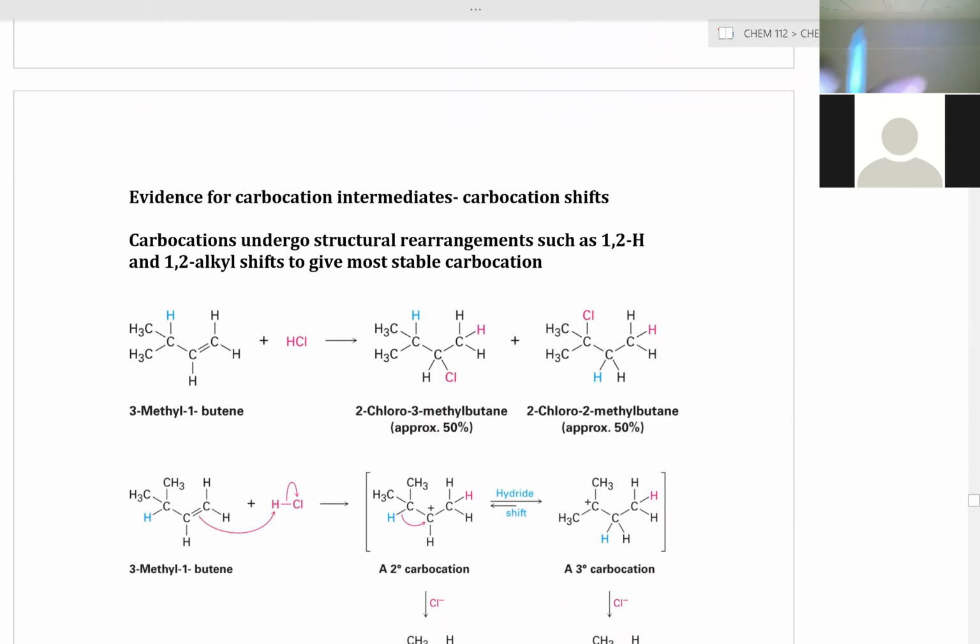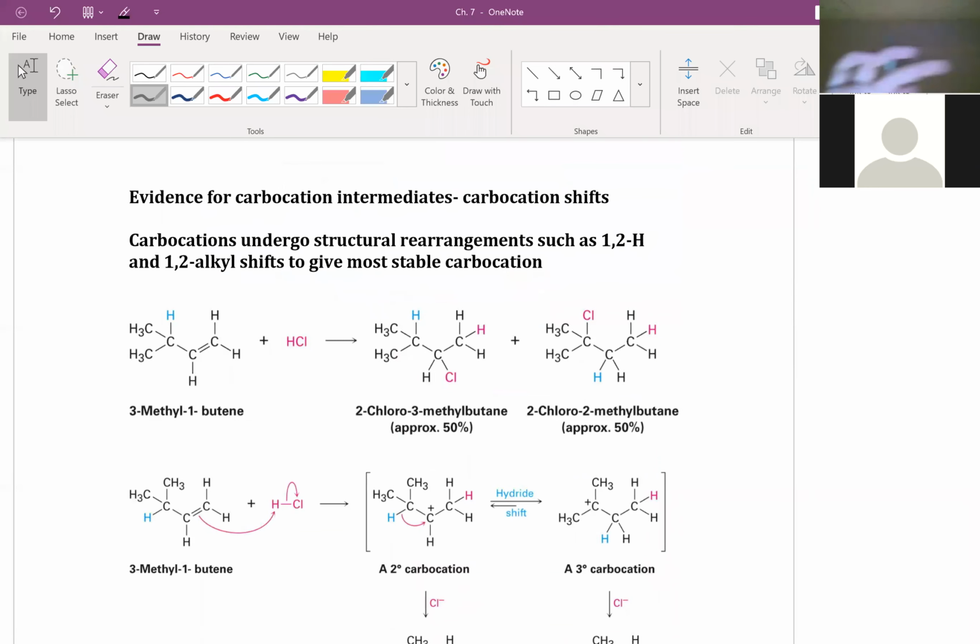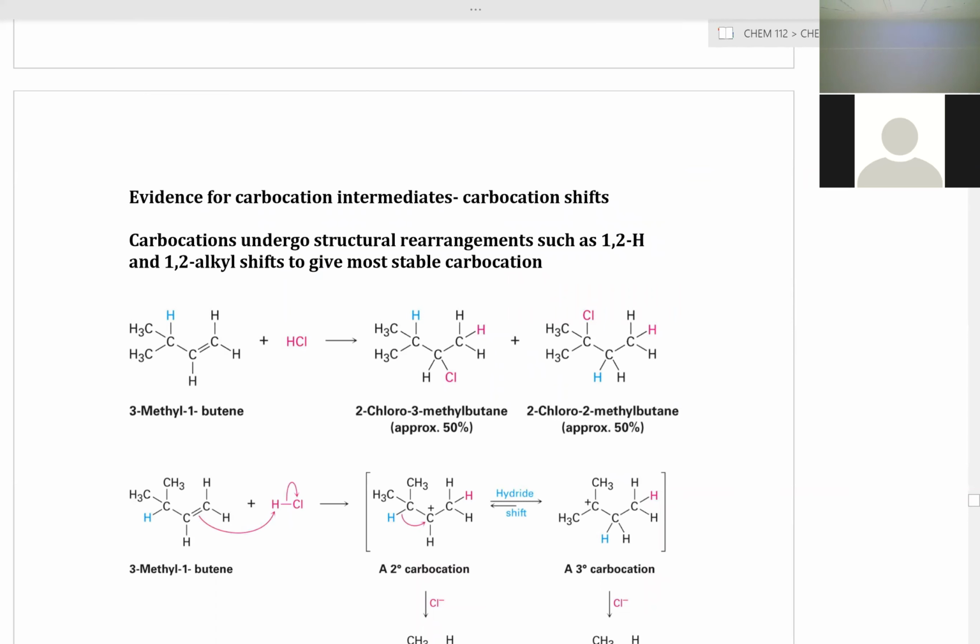Okay, so now let's really break down this idea of where a carbocation transition state came about. What evidence do we have for a carbocation transition state, or a carbocation-like transition state and a carbocation intermediate? To support this idea of carbocationic intermediates, we've observed a range of carbocation shifts. Carbocations can undergo structural rearrangements, such as 1,2 hydride and 1,2 alkyl shifts to give the most stable carbocation.